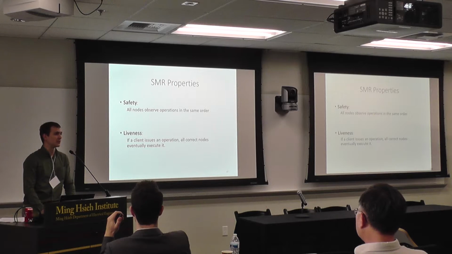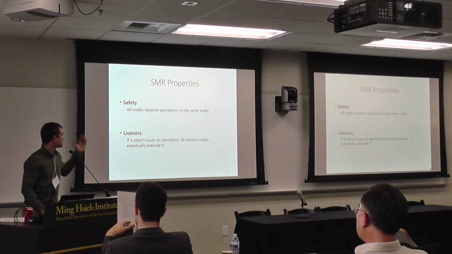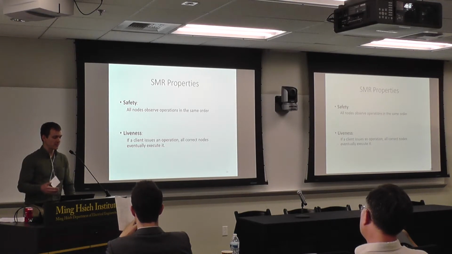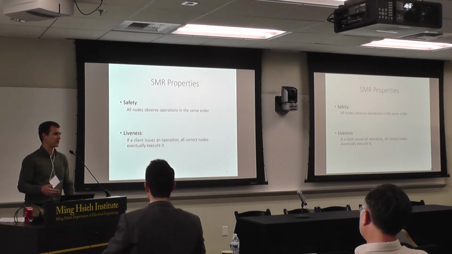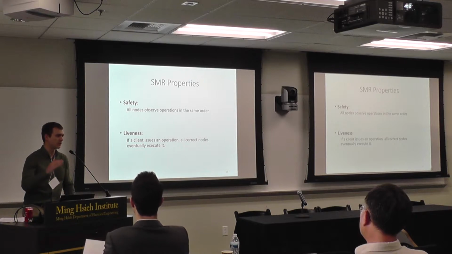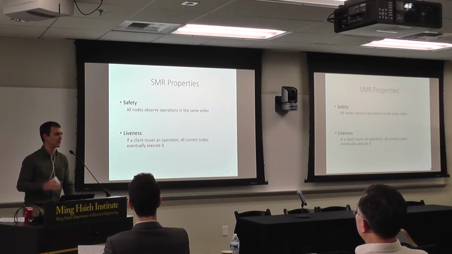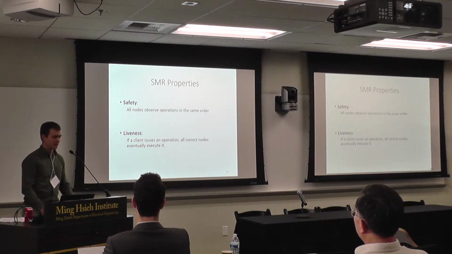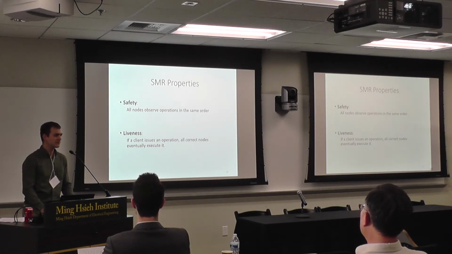Now, the properties that we want to have in a replicated state machine, again expressed in terms of safety and liveness, are roughly these. Nodes must observe the same sequence of operations. That's safety. So all the operations must be executed in the same order by all replicas. And liveness, again, means some progress must be made, which means if a client issues an operation, all correct replicas should eventually execute it. Sounds very simple, but it's quite hard to do.